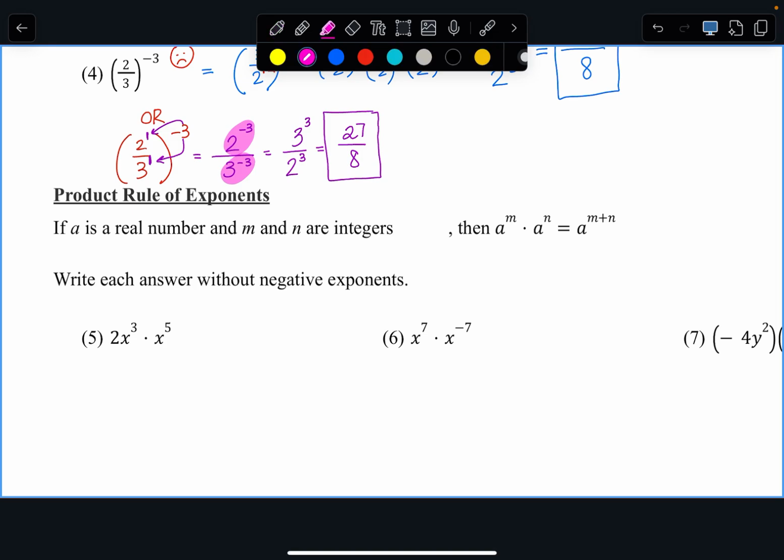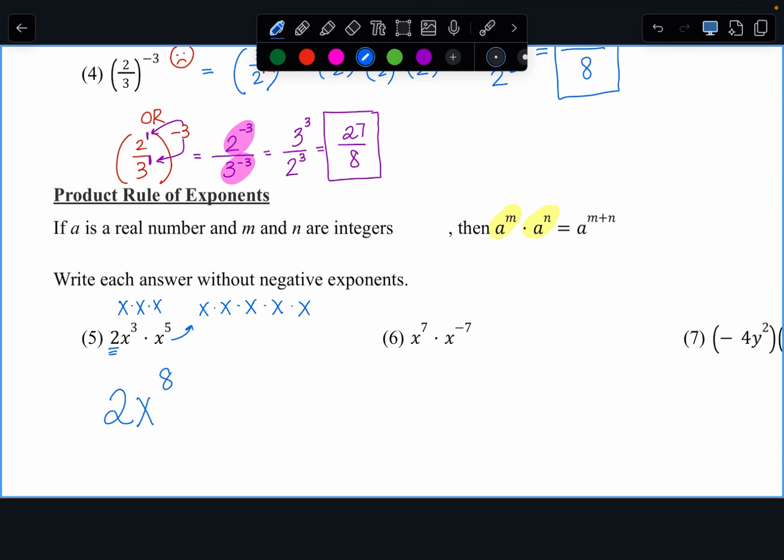When you have the same base and different exponents, you can just simply add those exponents. So this 2 is still out in front. We're not going to change that part. That's a coefficient. But this is saying there's 3 x's here. This one is saying there's 5 x's there. How many x's are there altogether? Hey, look, 2x to the 8th.